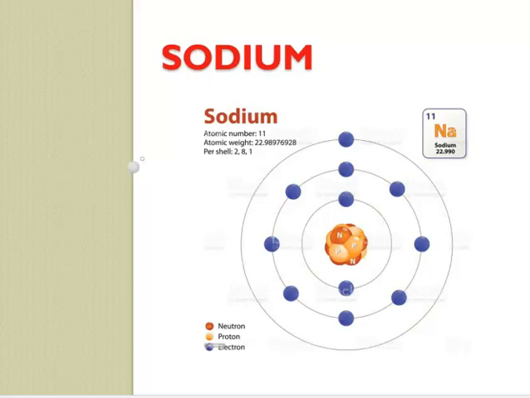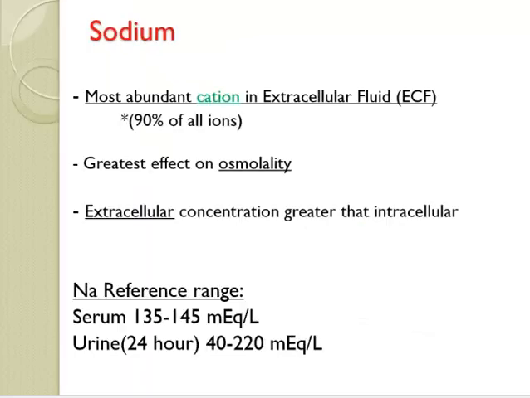The first electrolyte that we're going to discuss is sodium. Sodium helps regulate water in and out of cells, and that helps with muscle contraction and nerve impulses. It's the most abundant cation in extracellular fluid and makes up about 90% of all ions. Sodium has the greatest effect on osmolality. The extracellular concentration is greater than that of the intracellular.